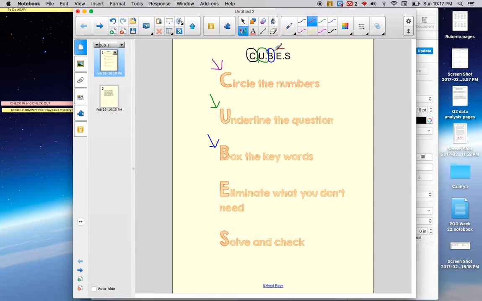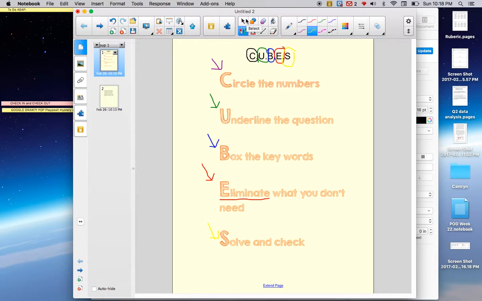The E in CUBES stands for eliminate what you don't know. Eliminate is a big word, a big college word, but what it really means is to get rid of. So we're going to get rid of what we don't need. And then S. I don't know that I can come up with a different color for S. Yellow, I guess, you might not be able to see it though. S stands for solve and check. Miss Burke and I were discussing it, and we decided that in solve and check, we would have a couple different steps in there. So I'll talk more about that with you later.